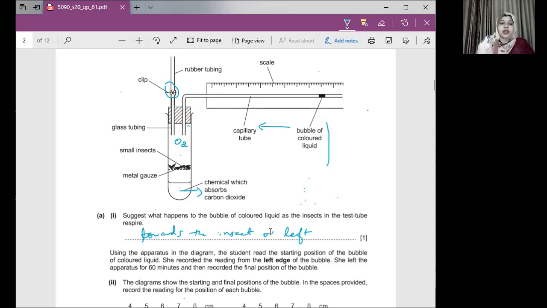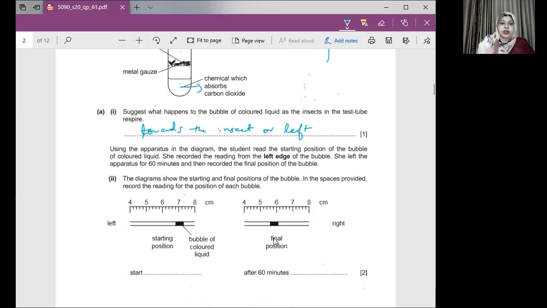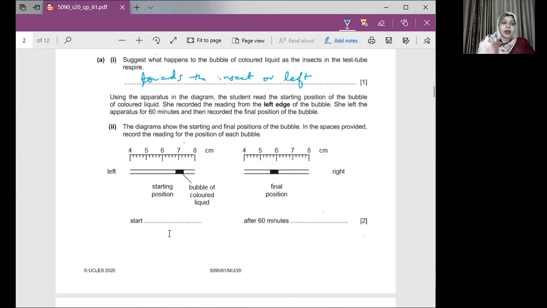Now, using the apparatus in the diagram, the student read the starting position of a bubble of a colored liquid. She recorded the reading from the left edge of a bubble. She left the apparatus for 60 minutes, then recorded the final position of the bubble. Here they are showing you the two scales. The diagram shows the starting and final position of the bubble in a space provided. Record the reading for the position of each bubble when you are using the ruler. Then you will find out that this is 6.8. As centimeter is already mentioned, there is no need to write down the unit. And after 60 minutes, it is 5.6.